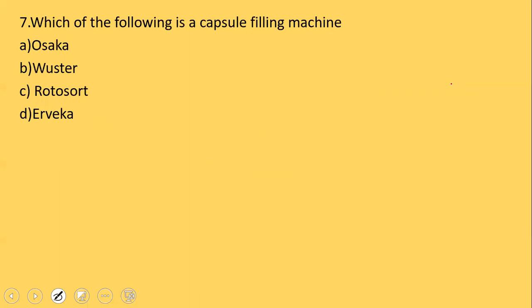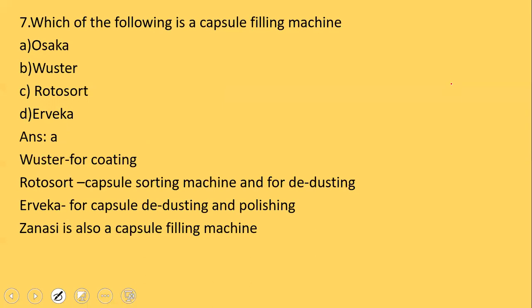Next question. Which of the following is a capsule filling machine? Option A, Osaka. Option B, Booster. Option C, Rotosol. Option D, Irvika. So the right answer is option A. Osaka is a capsule filling machine. Booster is for coating tablets. Rotosol is a capsule sorting machine, also used for de-dusting capsules. Irvika is for capsule de-dusting and polishing. Like Osaka, Sanasi is also a capsule filling machine.